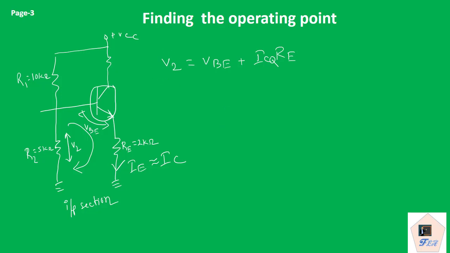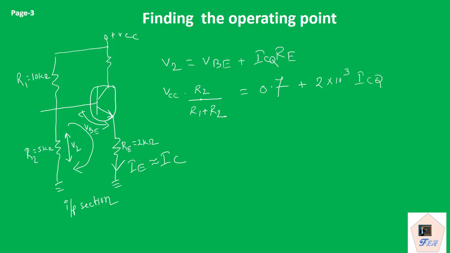And V2 is what? It is the drop across R2. So we can say that V2 is VCC into R2 divided by R1 plus R2, using this voltage divider network. That gives us VB. We have considered a silicon transistor, so VBE is 0.7 volt. Then RE is given as 2 kilo ohms, so 2 into 10 to the power 3 into ICQ.